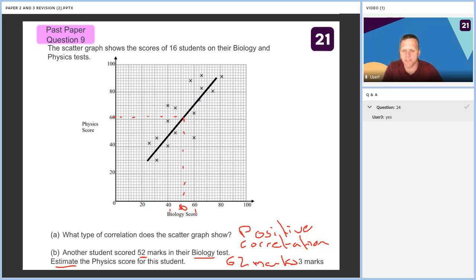So make sure you draw that line of best fit and then use these lines to show that you're using that line of best fit to get your answer.